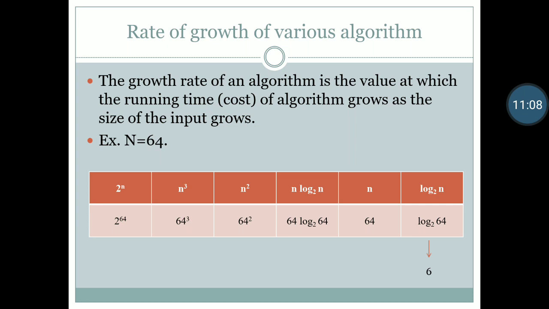After evaluating all these terms, we see that for the last algorithm, the sixth algorithm, our rate of growth is only 6. Here, log 64 at base 2 means 2 raised to 6, so our rate of growth will be only 6. So we conclude that the sixth algorithm is the fastest among all these algorithms, and we will select the sixth algorithm.